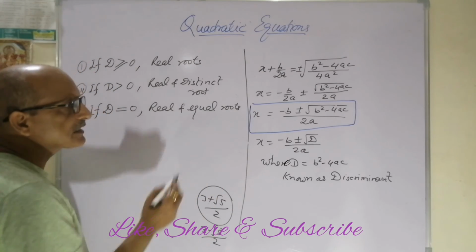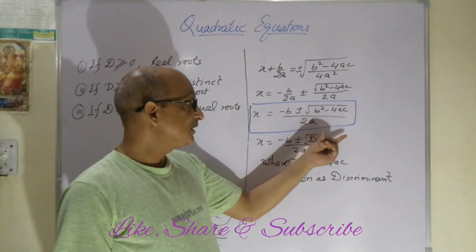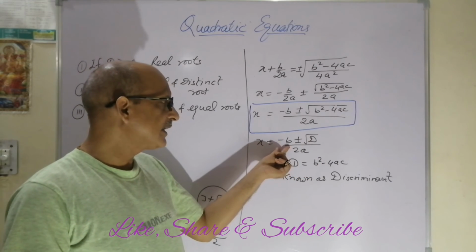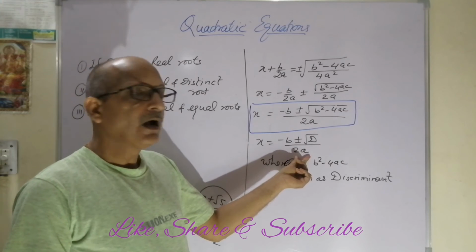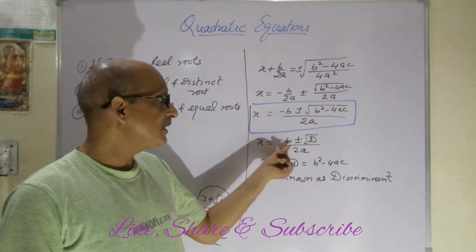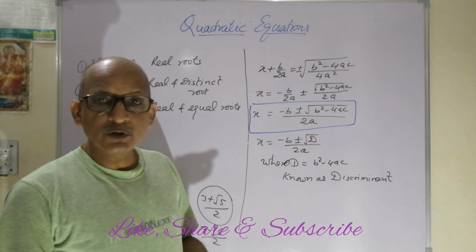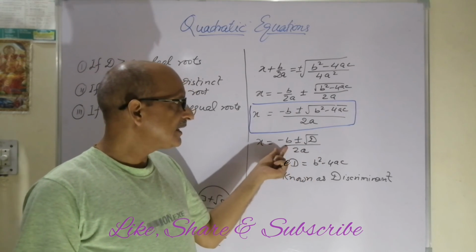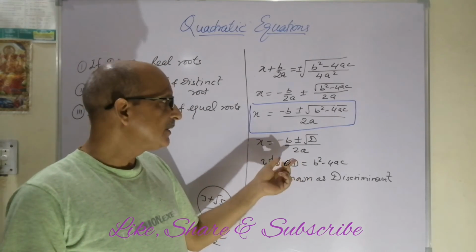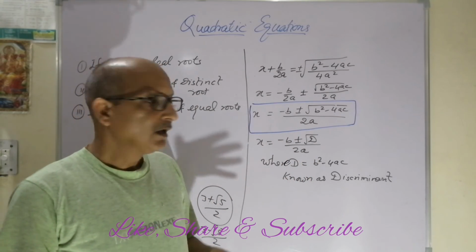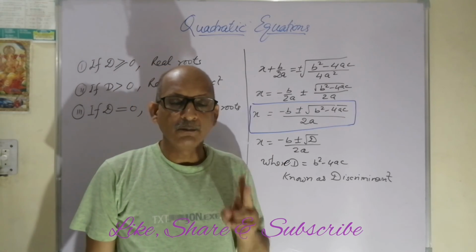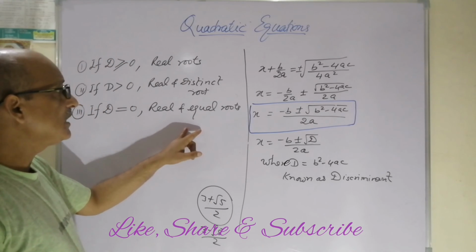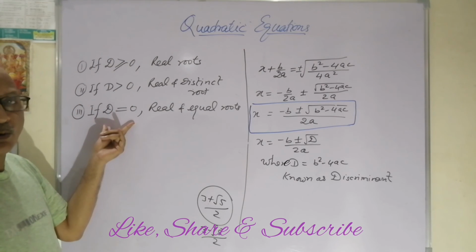Just like if D is coming to be 0, meaning this term is 0, then we'll get minus b plus 0 upon 2a, and also minus b minus 0 upon 2a. In both cases we have the same answer. It means we'll have only minus b upon 2a. So both of the roots are equal, minus b upon 2a and minus b upon 2a. For real and equal roots, D should be equal to 0.